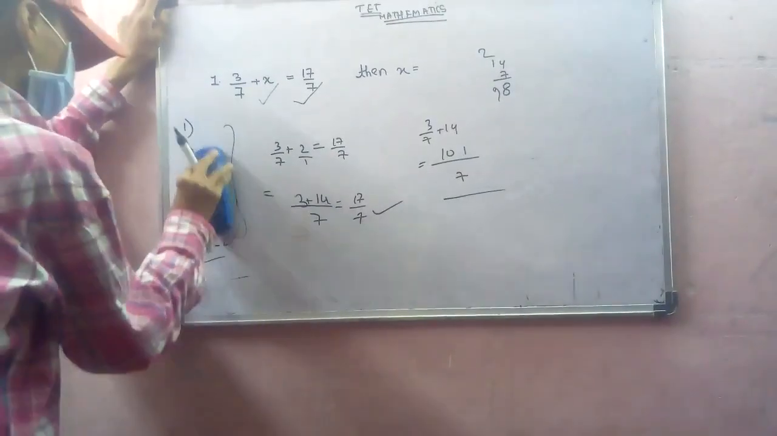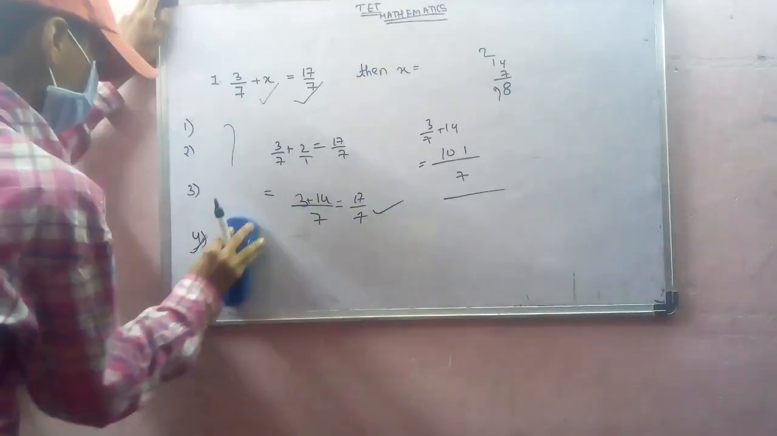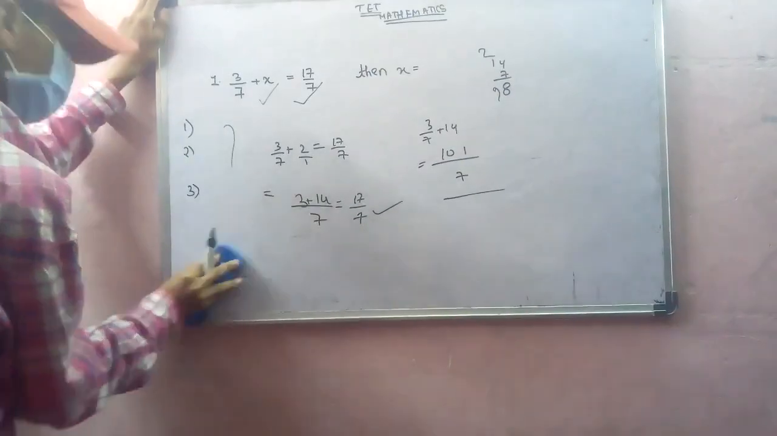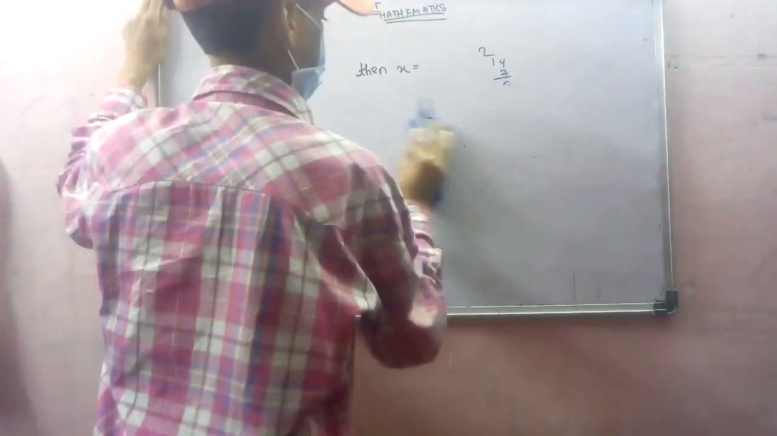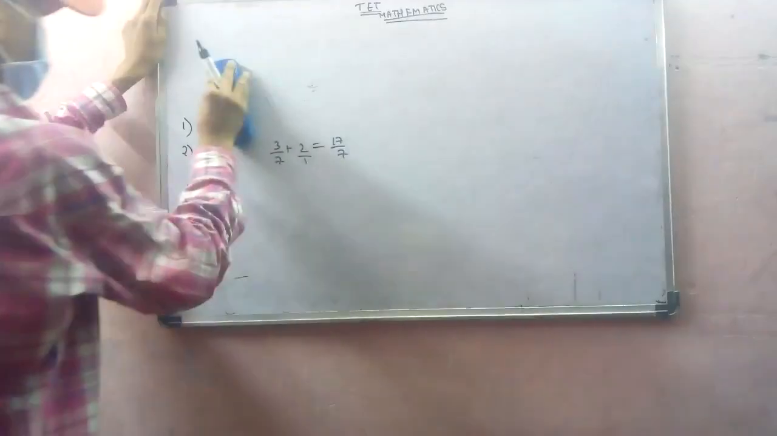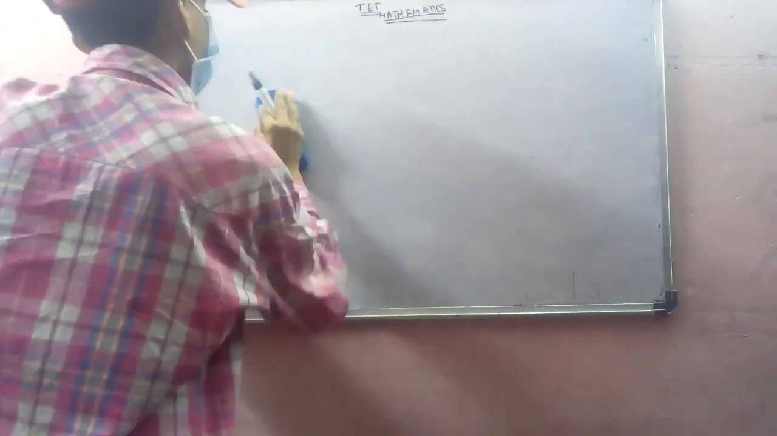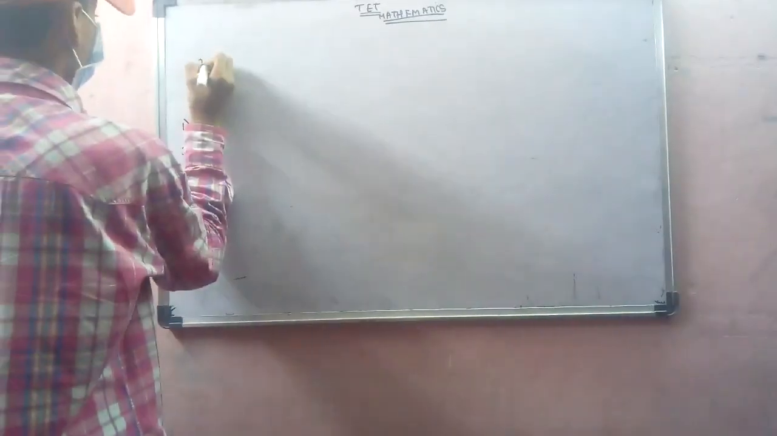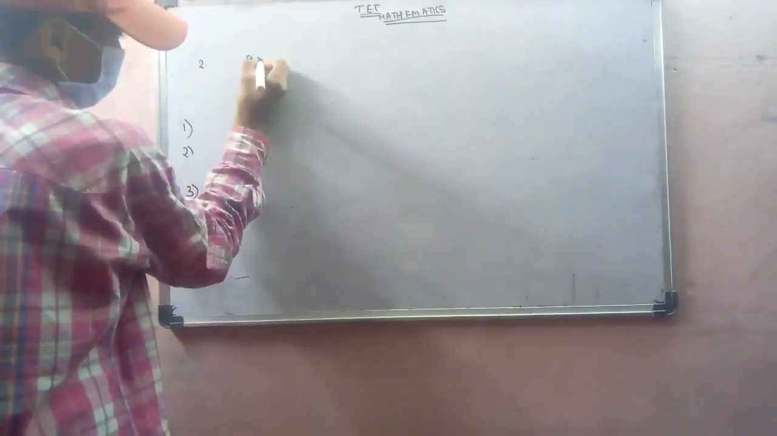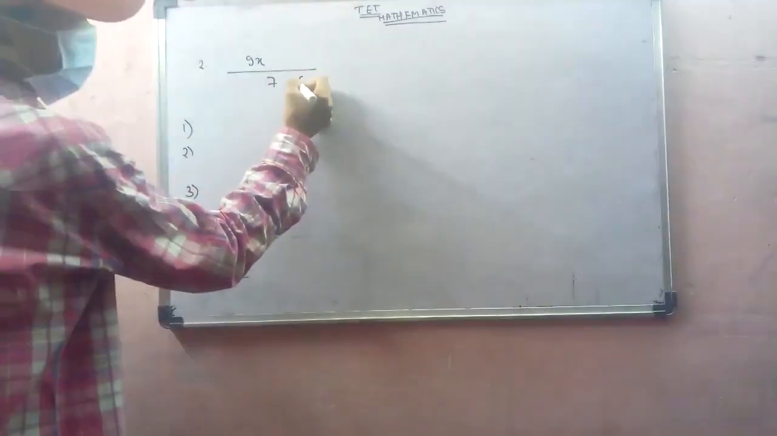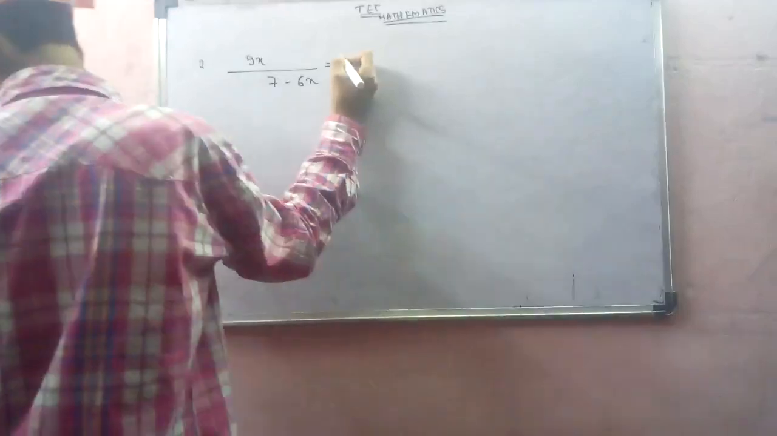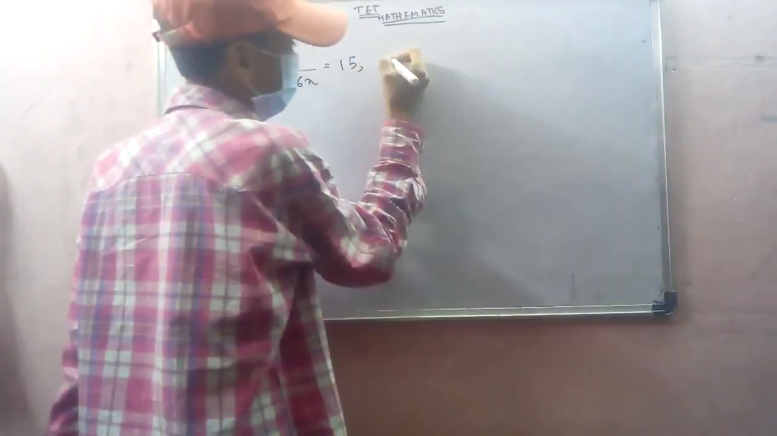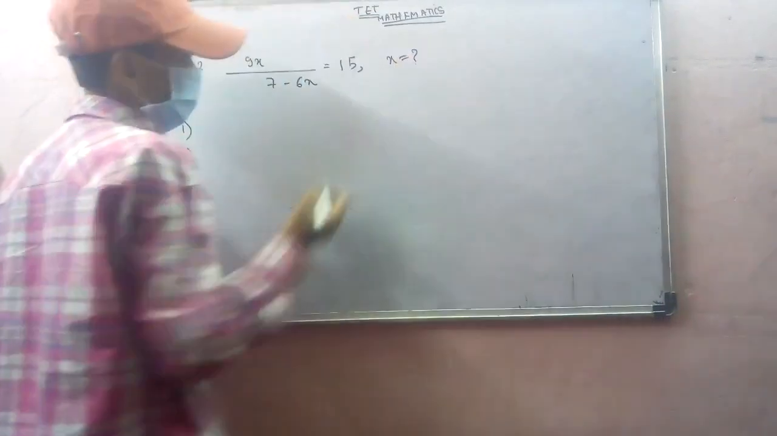Very easy questions, you can solve them. Okay, see here. You should just know basic maths. If you know the simplifications, it is very easy. Okay, now see here, 9x by 7 minus 6x equal to 15. Again we should find x equal to.